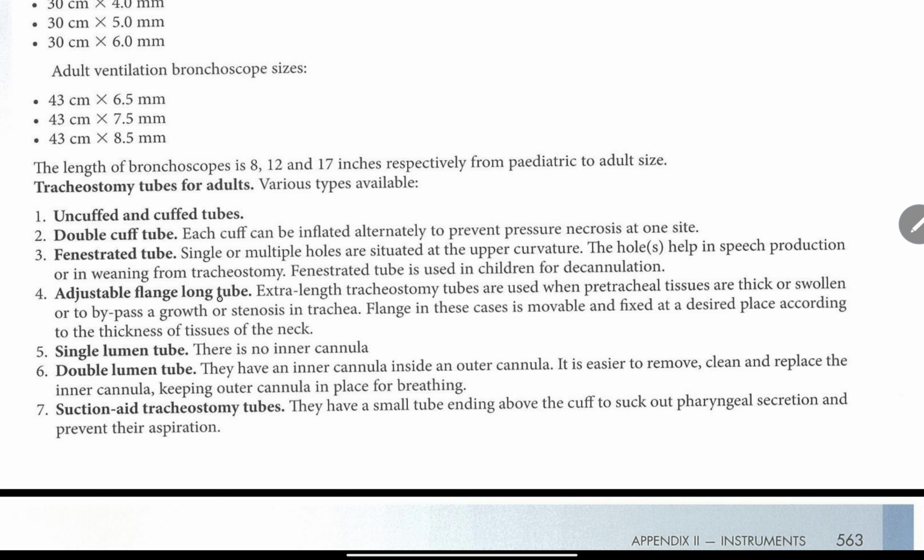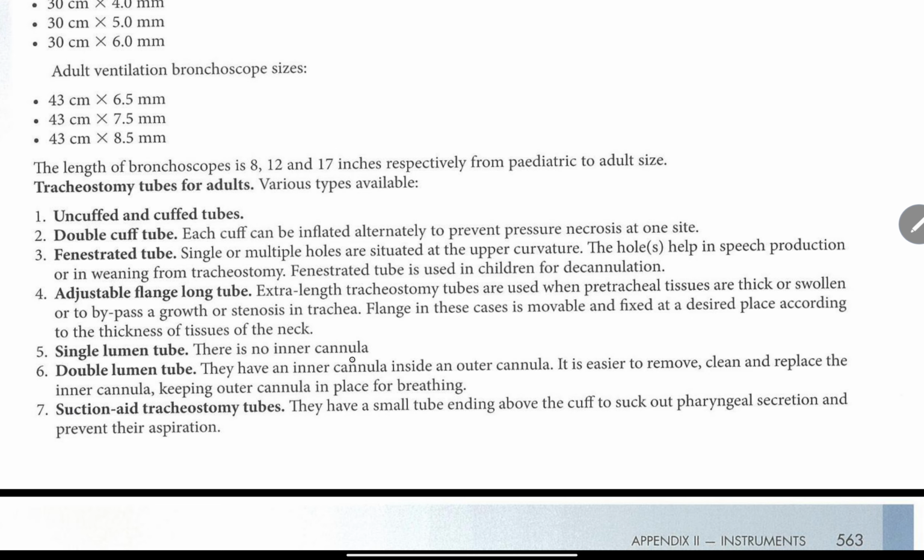Adjustable flange long tube. Extra length tracheostomy tubes are used when pretracheal tissues are thick or swollen or to bypass a growth or stenosis in trachea. Flange in these cases is movable and fixed at a desirable place according to the thickness of tissues of the neck. Single lumen tube.